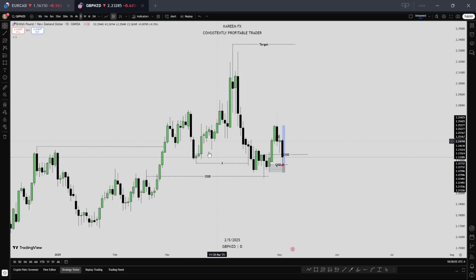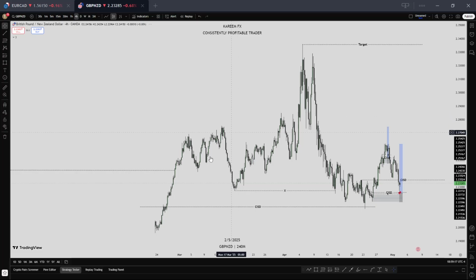So now I have my change state. I'll tell you why I've marked that point as my change state. I have my break of structure, I have my formation of liquidity, and price came back to the change state. So let me go down to the 4 hour and I'll show you exactly what I saw.